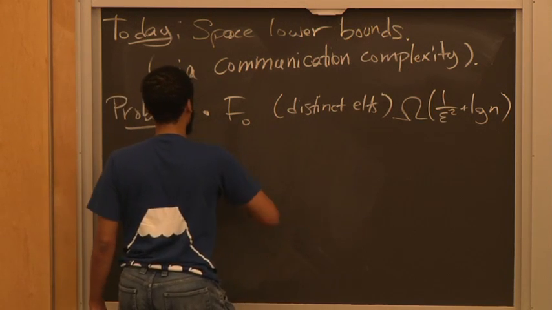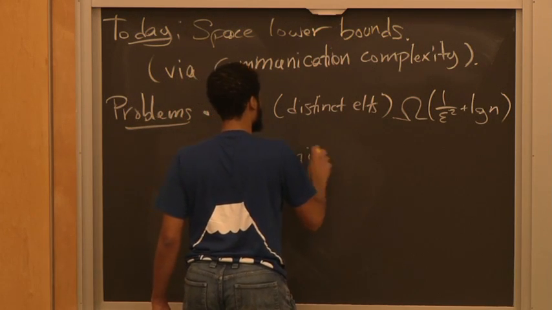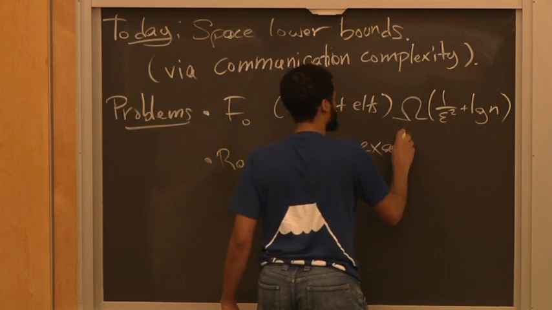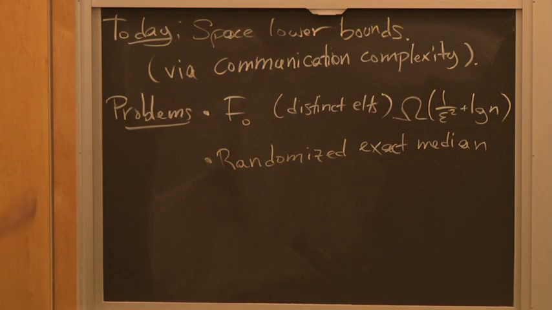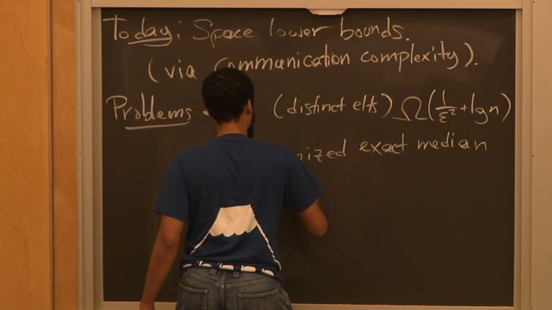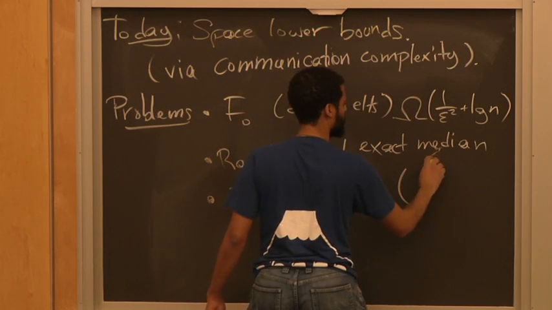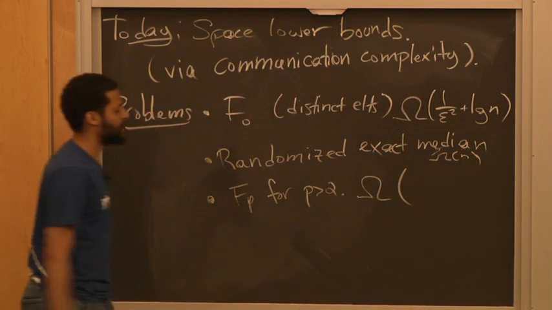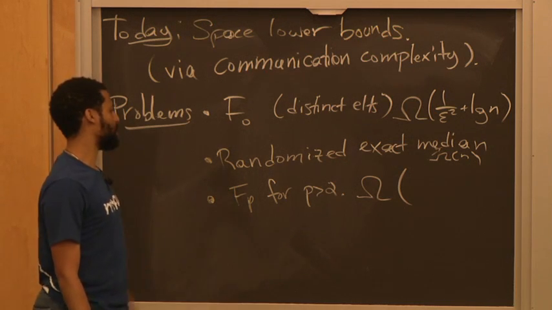We'll also see median, randomized exact median. So I'm not writing these in the order that I'm going to present in class. We're going to do median before F0 because the argument is simpler. And then we're going to also show FP for p bigger than 2, which is going to need omega n. Okay, so if you can give the exact median of a stream in one pass with 2/3 success probability, that's going to require linear space.